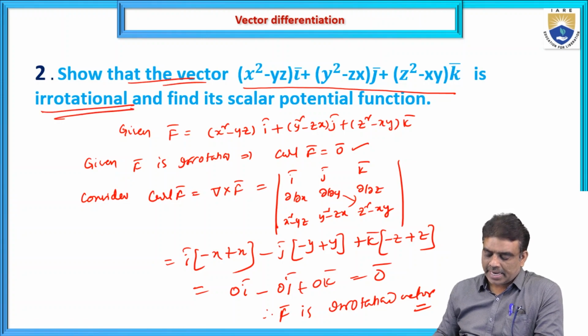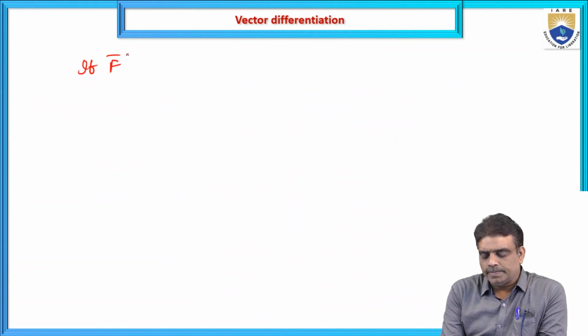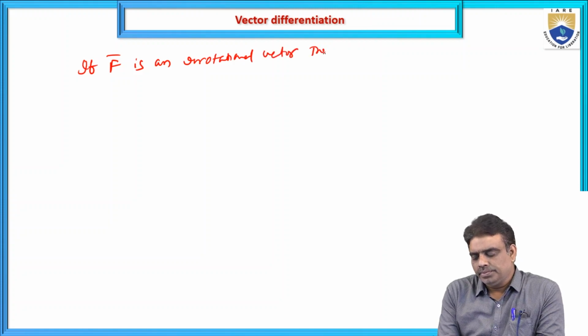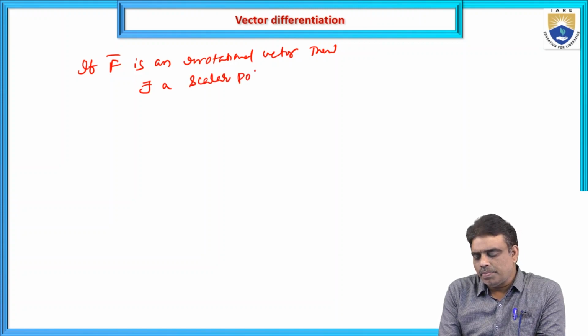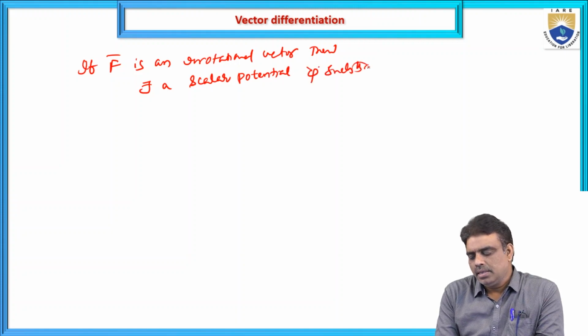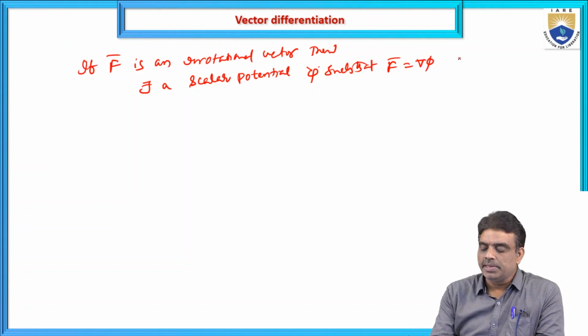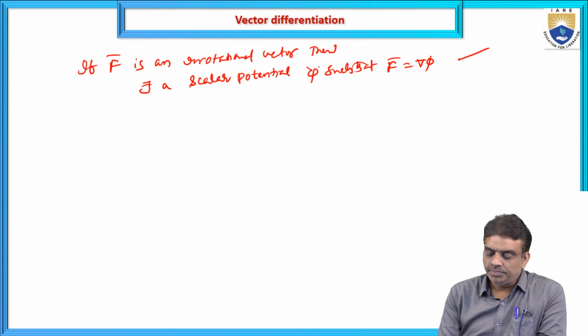And also find its scalar potential. That I will tell you. Suppose F bar is an irrotational vector, then there exists a scalar potential phi such that F bar is equal to grad phi. That is one theorem. If F bar is an irrotational vector, then there exists a scalar potential phi such that F bar is equal to grad phi. Now what is F bar?